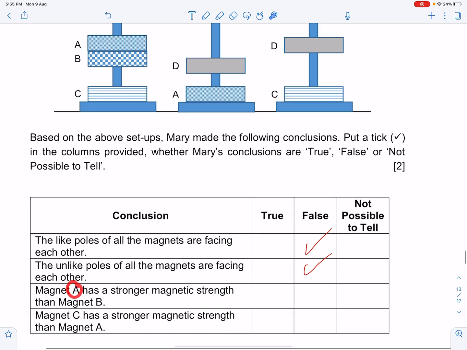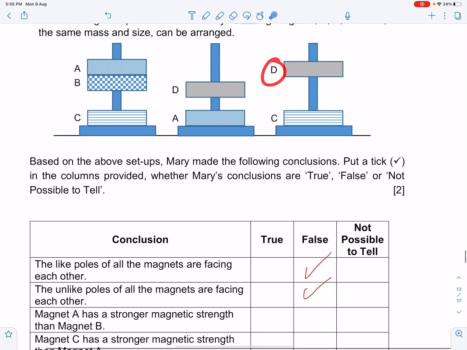You are comparing A and B, but the only one that is in comparison with D as the common factor would be A and C. So in order to tell whether this is true or not, you will need another magnet whereby if this was actually B, then it's a fair comparison. Then the distance at which they are repelling each other, you'll be able to use that as a measured variable to tell whether it is true that A has a stronger magnetic strength, right? So in this case, no, it's not possible.